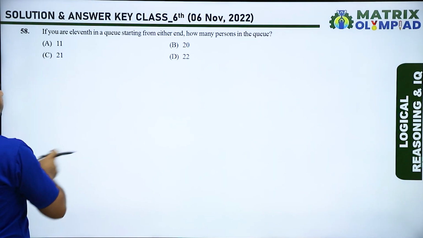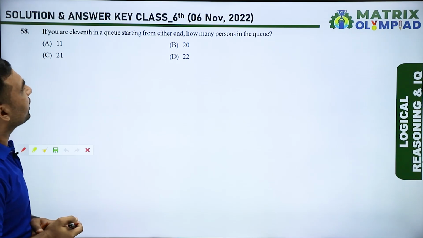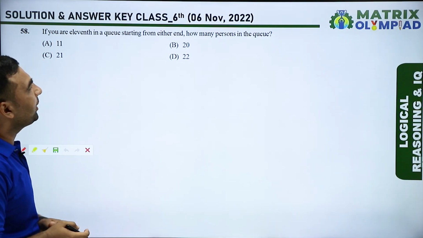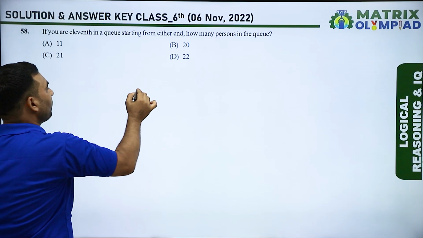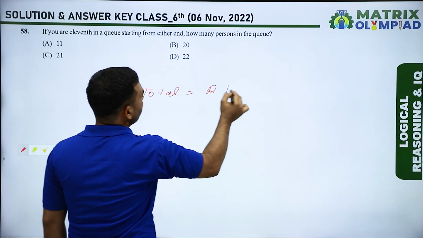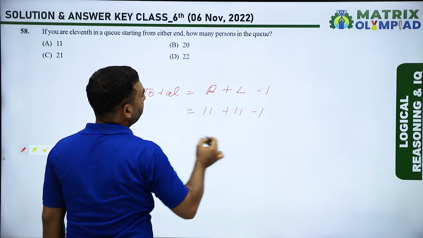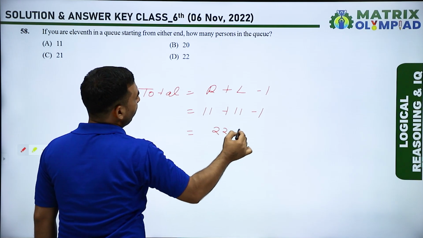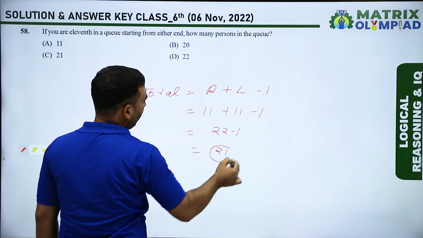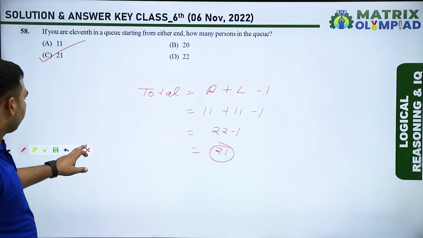Next question is: if you are 11th in a queue starting from either end, how many persons are in the queue? As you see, the number of total persons is right plus left minus 1. 11 plus 11 minus 1. 22 minus 1 is 21. The number of total persons is 21. Option C is the correct answer.